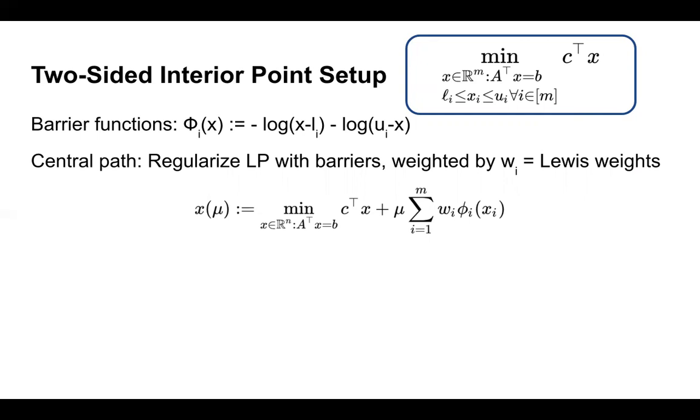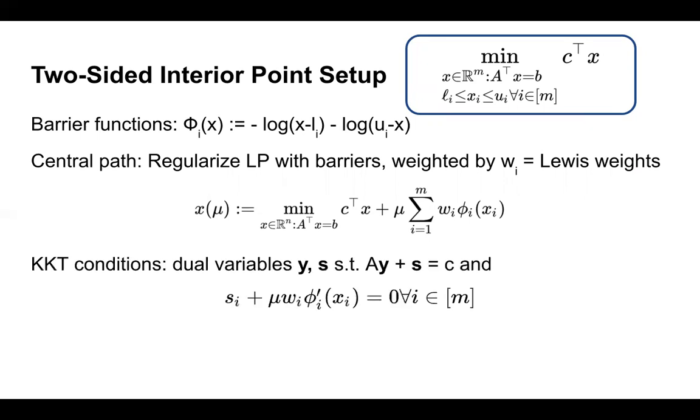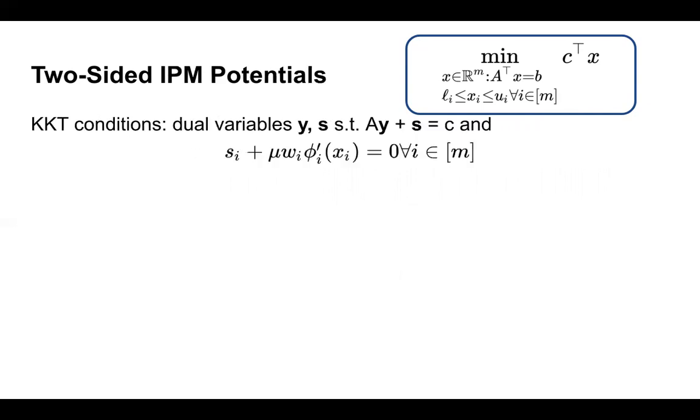So we take c transpose x and we add mu times the Lewis weight times these barrier functions. And we would maintain minimizers of this approximately. By the KKT conditions, you can show that there are dual variables y and s, such that Ay plus s is c, and we actually want to maintain that s plus mu w phi prime of x is 0 in all coordinates. For this KKT condition, we only maintain it approximately, like most situations in our algorithm.